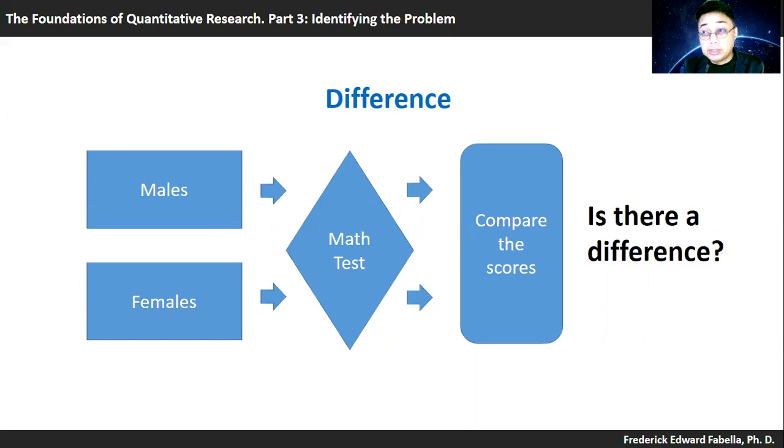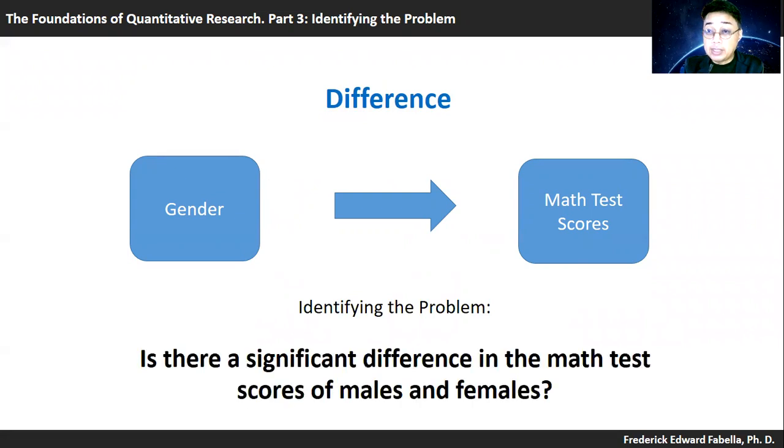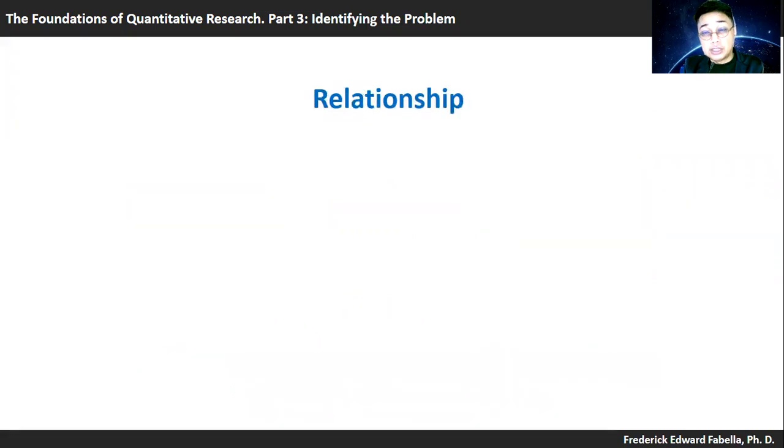So going back to our variables, whether gender influences math test scores, you can now identify your problem by formulating it this way: Is there a significant difference in the math test scores of males and females? All right, so that's our demonstration of difference. Okay, so let's now proceed to relationship.